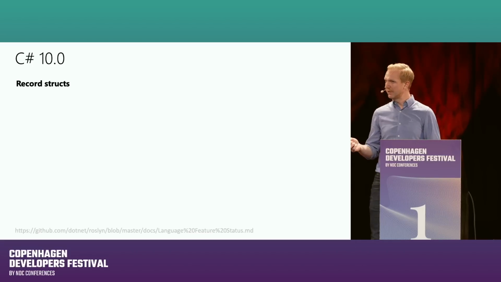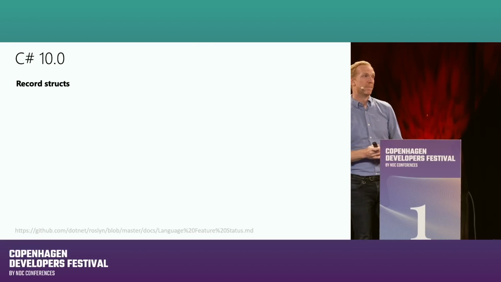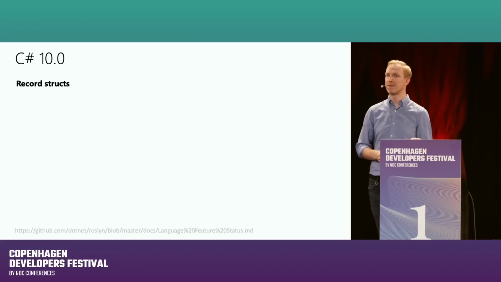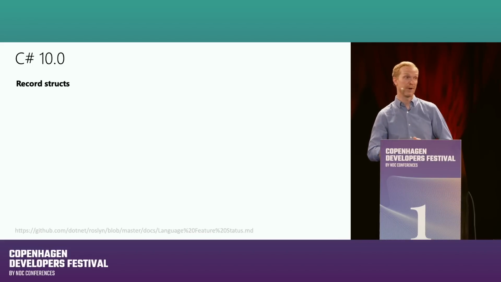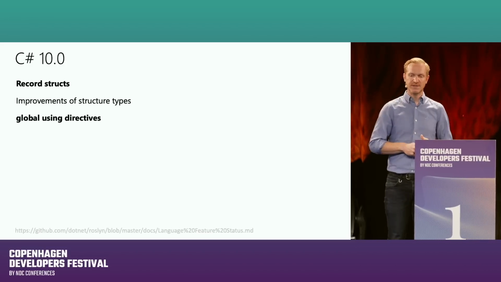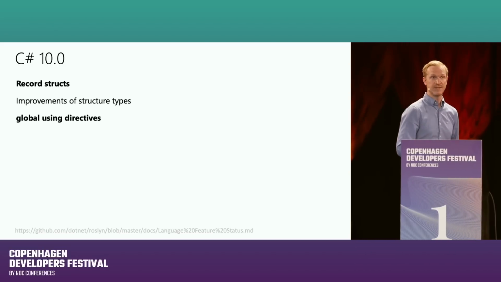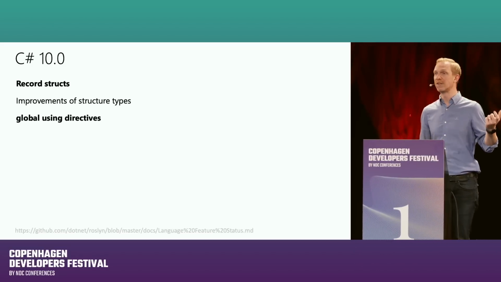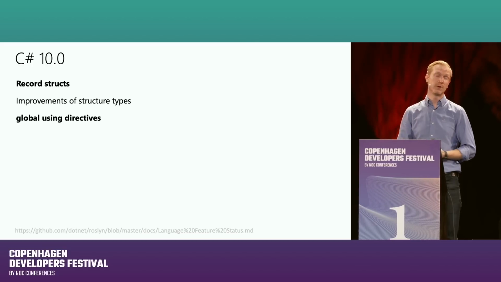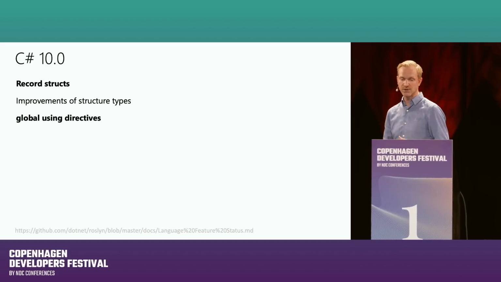They work similar to the reference types, but by default, the record structs aren't immutable. So you have to mark them as read-only if you're creating a record struct. A little gotcha. There's some other improvements. There's something called a global using directive. So if you add the global keyword in front of your using, then it will become available for all your classes in your solution or in your project.